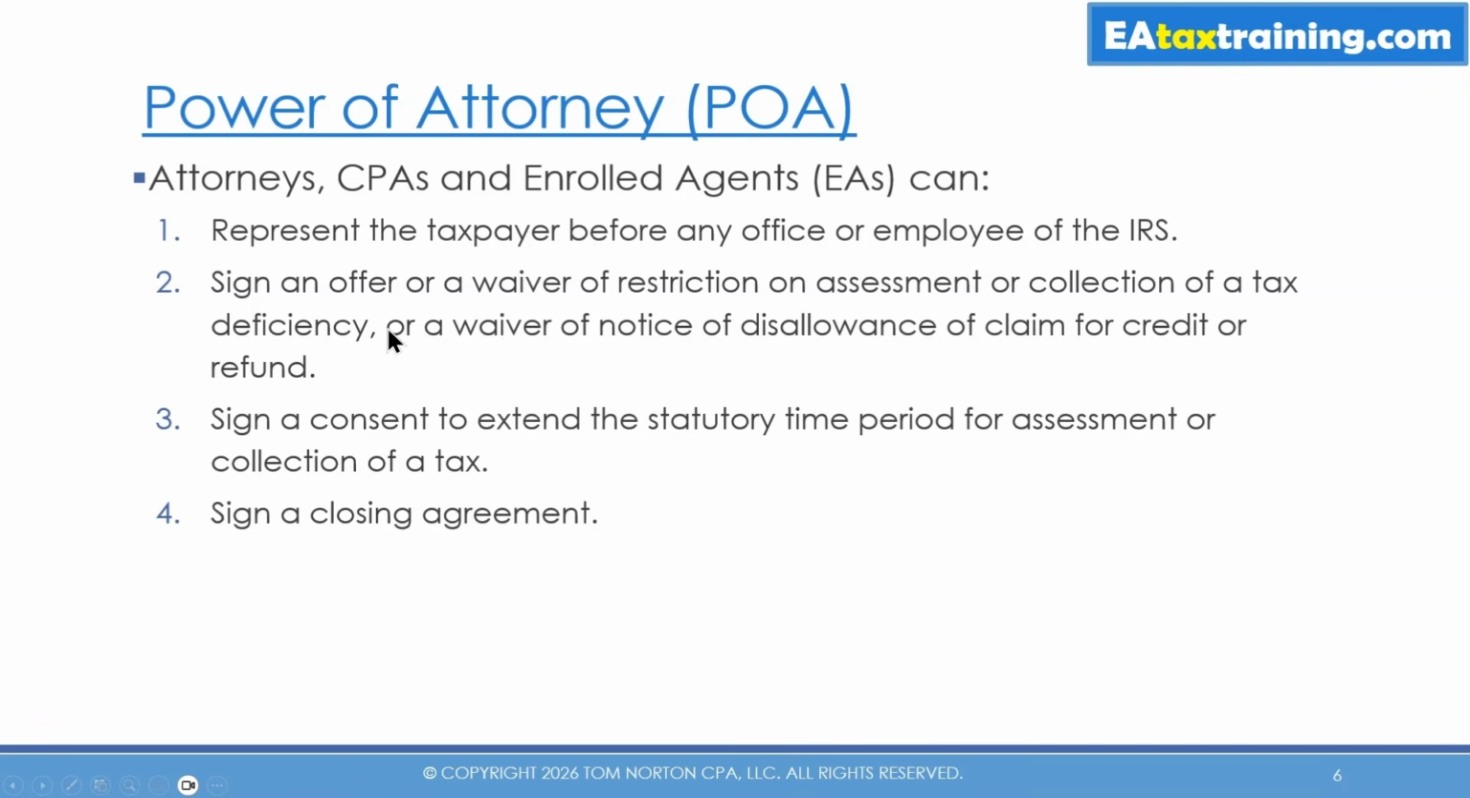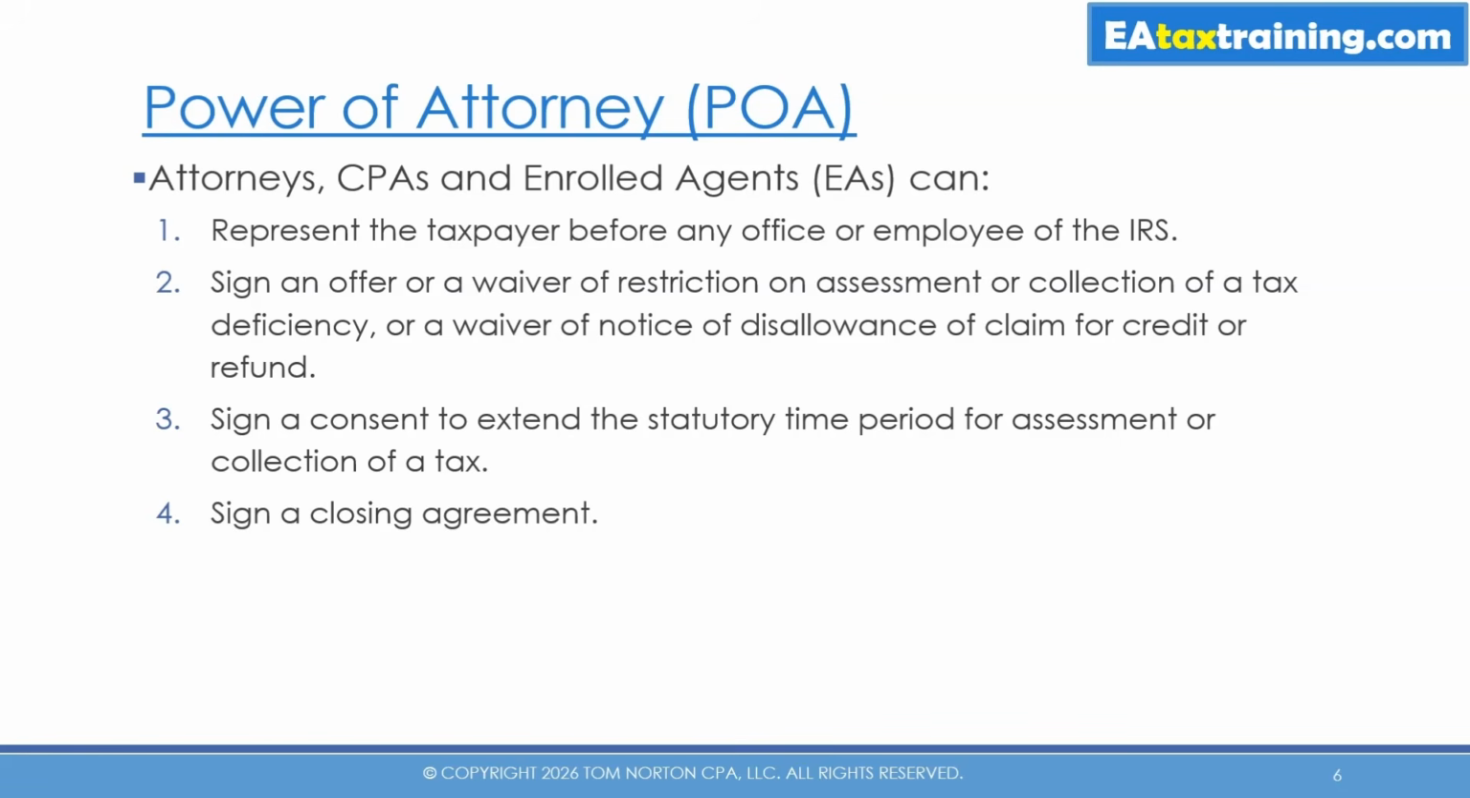You can sign an offer or a waiver of restriction on assessment or collection of a tax deficiency, or a waiver of notice of disallowance of a claim for credit or refund. You can sign a consent to extend the statutory time period for assessment or collection of tax. So we're going to be talking about in this video the statute of limitations. So there can be times when you are negotiating with the IRS when you actually extend the time the IRS has to assess or collect tax. And you have the power to do that.